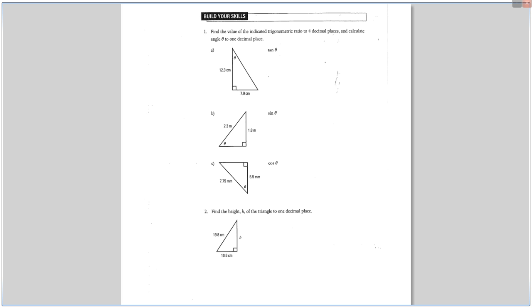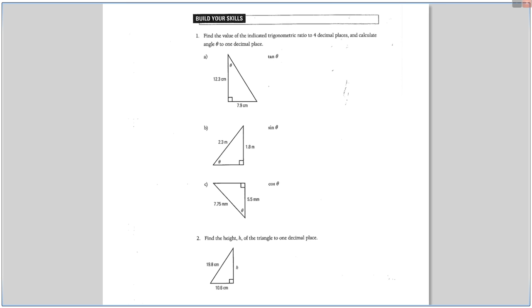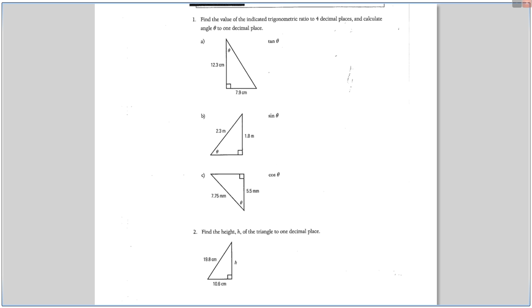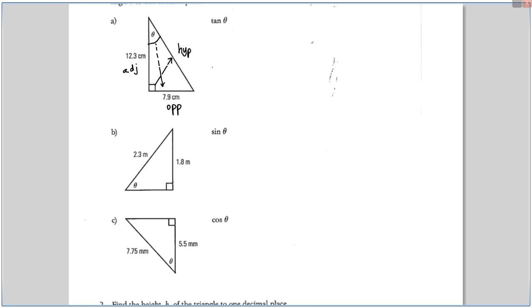Alright, so we're going to start off slow. Build your skills 1. I'm going to pause the video. I'm going to let you try this, and I'm going to walk around and help. Okay, let's put up the solutions to this page.